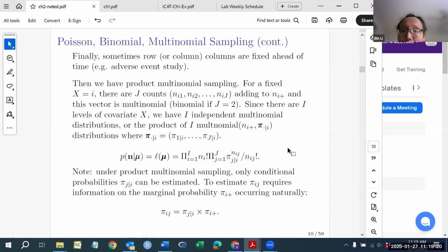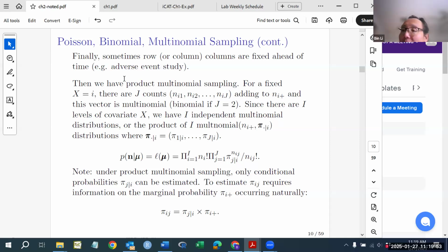Okay. So sometimes the row and the column sums are fixed ahead of time. So then we will have the product multinomial samplings. Okay. So for fixed rows, then there are j counts adding to the ni plus.